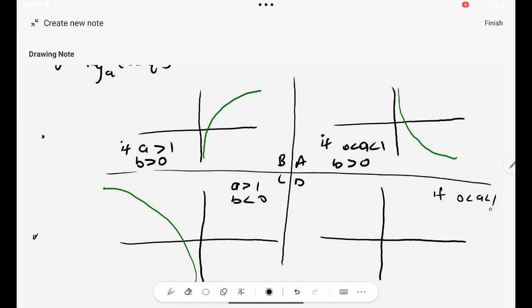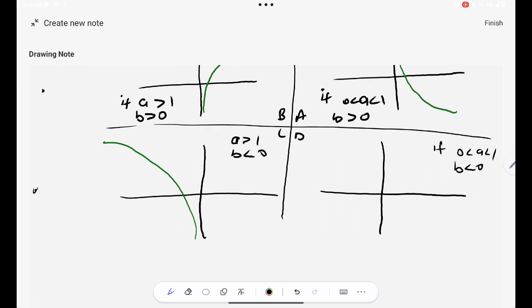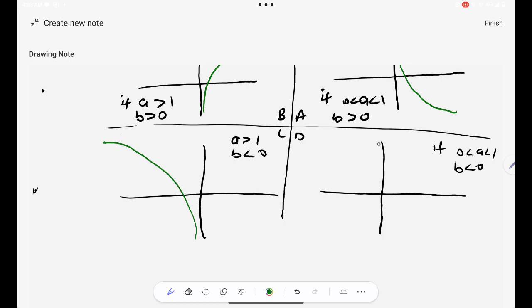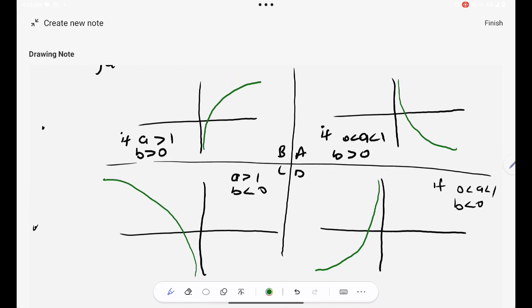Here we still have the same condition. a is between 0 and 1, but now b is negative. Yes, our graph is still decreasing, but now it will be decreasing mostly where? On the negative. So our graph will look like this. All together. So these are the types of graphs we will have. You don't have to worry about the shape if you don't understand this, guys. The intercepts will guide you.